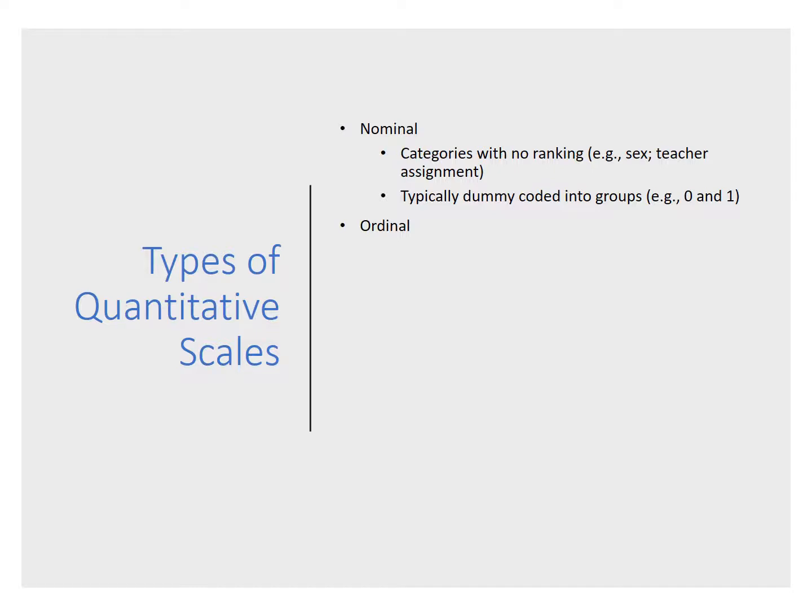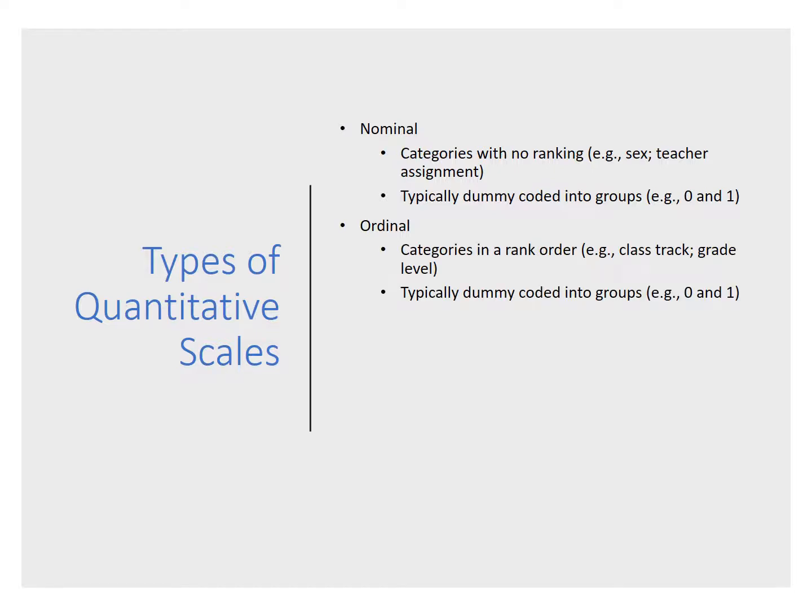The next one is ordinal. In ordinal, these are categories that have a rank order. So class, track, grade level, things that have a hierarchy between them. We could also think about higher level of education might be ordinal, groups of ages might be ordinal.